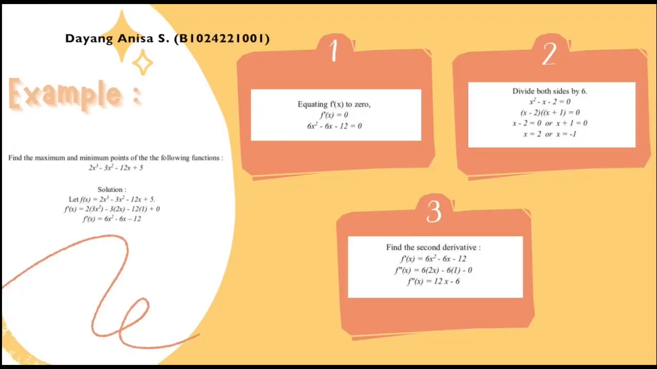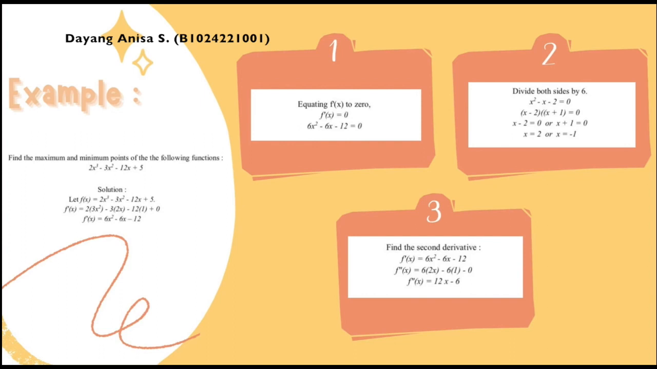So we're going to the examples. Find the maximum and minimum points of the following function: 2x^3 minus 3x^2 minus 12x plus 5. Solution: we need to find the first derivative. Let f(x) equals 2x^3 minus 3x^2 minus 12x plus 5.